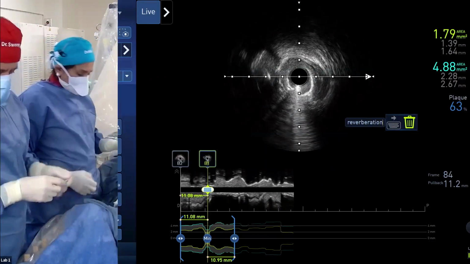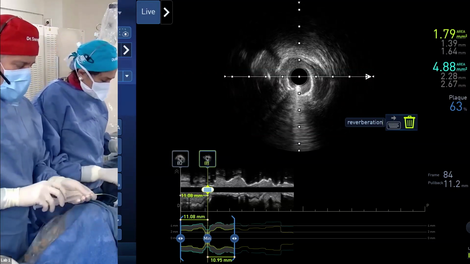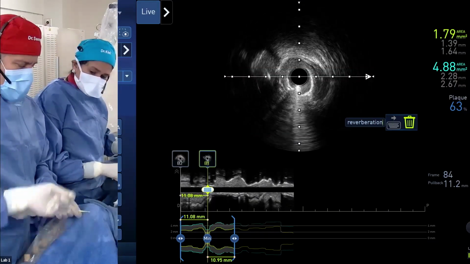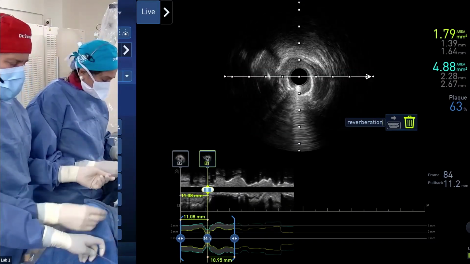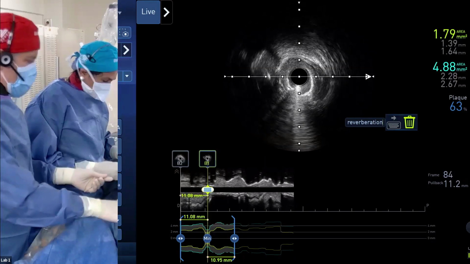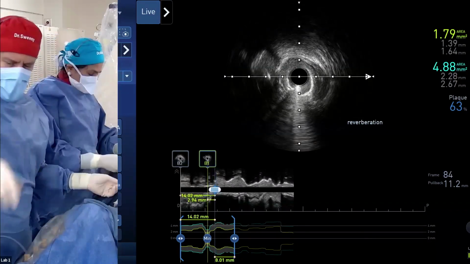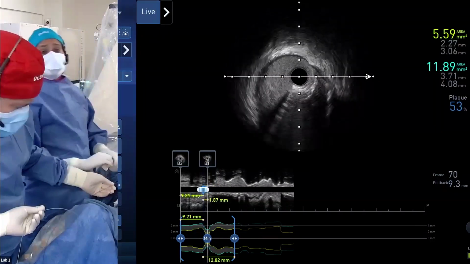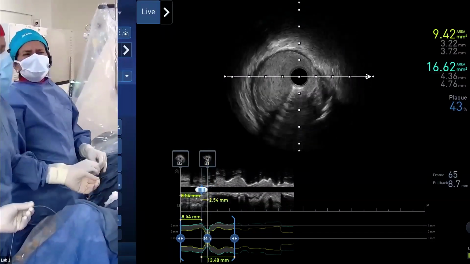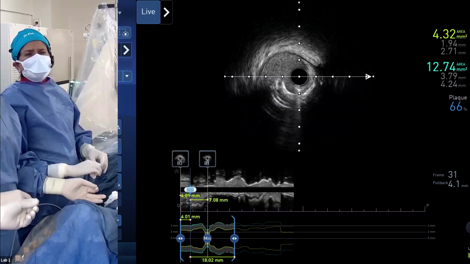I think we should do the IVL subsequently in the main LED, and do the rota of the diagonal, then treat with IVL to the main vessel, and then maybe 1 or 2 stents. Show me the IVUS of the LED. Sure. So this is the level of the diag. See, this is calcium. This is another way imaging is helpful.